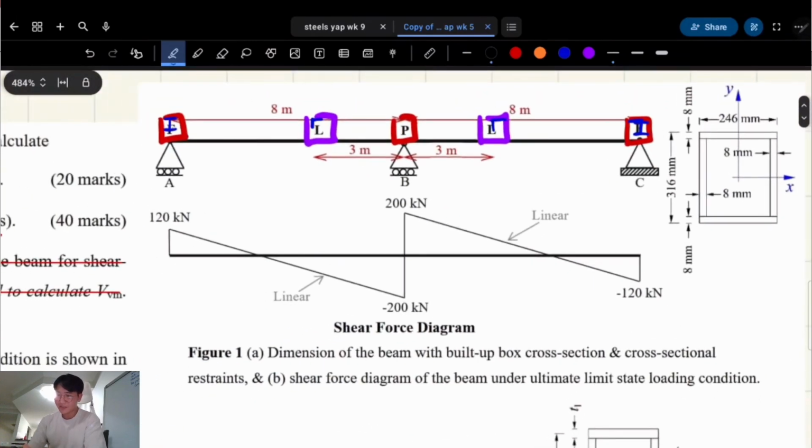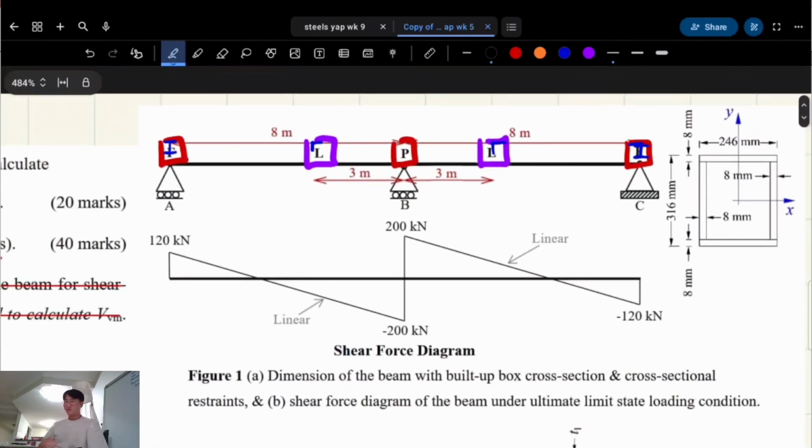Okay. Sorry, that was a big tangent, but what do you know about the shear force diagram? What kind of information can you deduce? Max shear.